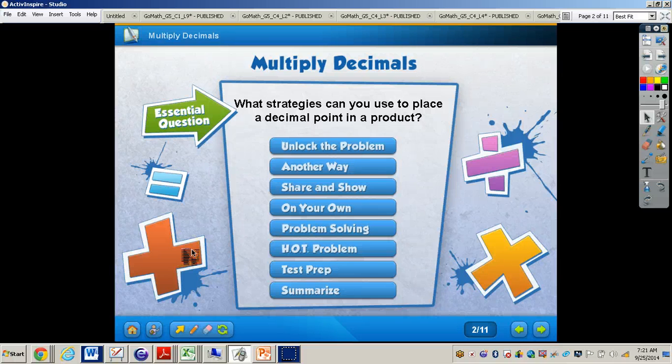In this video, we're going to be taking a look at multiplying decimals, and the essential question that we're really going to be focusing in on is what strategies can you use to place a decimal point in the product. Now this lesson is going to be taken out of page 187 in your Go Math book, so you need to have your Go Math book out, your math journal, and a pencil.